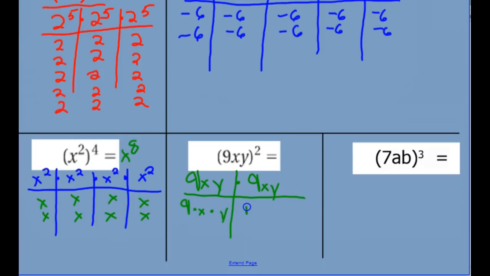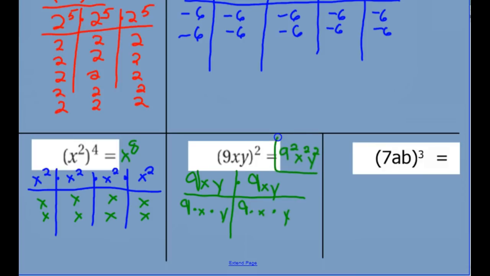Here on this side again we have 1 9 times 1x times 1y. So how many 9's do we have? We have 1, 2. 9 squared. How many x's do we have? 2. X squared. And how many y's do we have? Y squared.